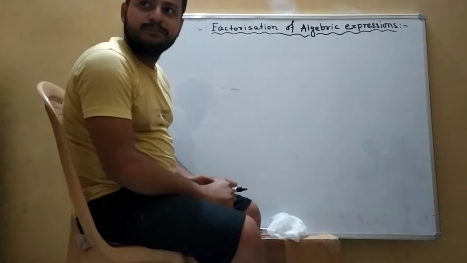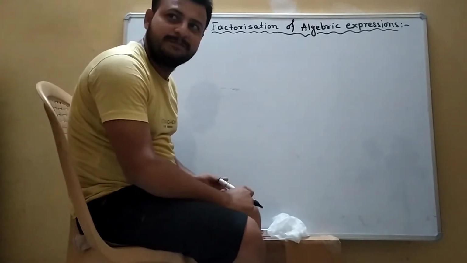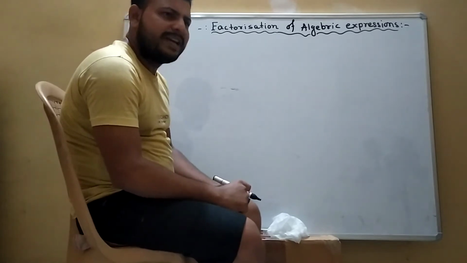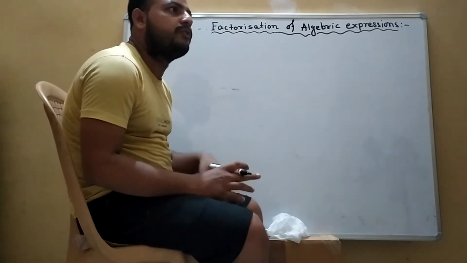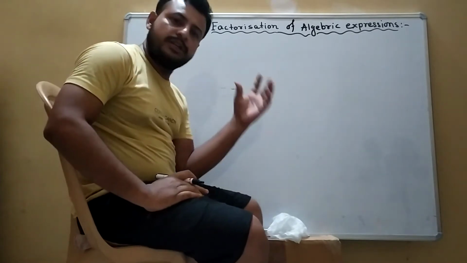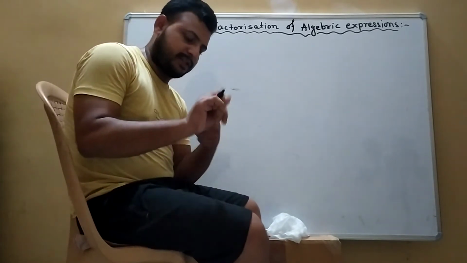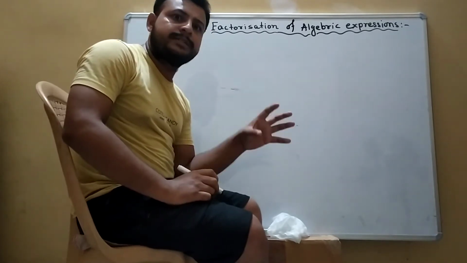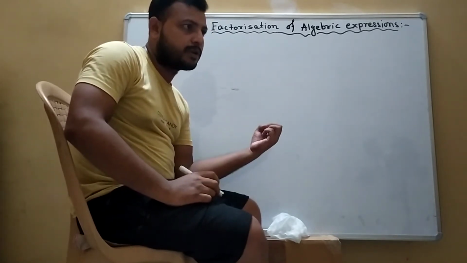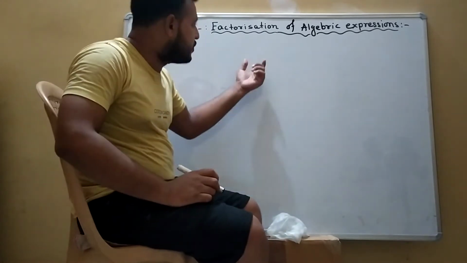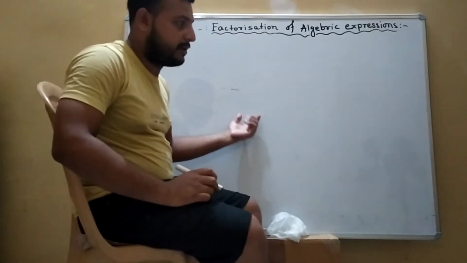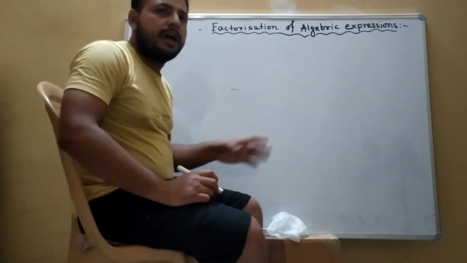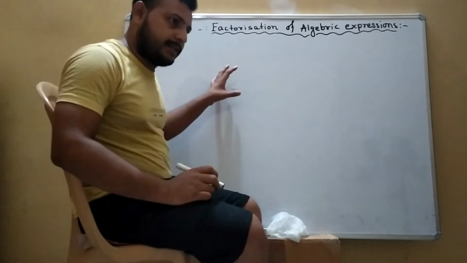Now we will start how to factorize algebraic expressions. If you follow some books, factorization is given in each and every book starting from class 7. But the problem is that they do not give specific rules. Rules are not given sequence-wise in any book. I have seen that, and you will also find it in some books.